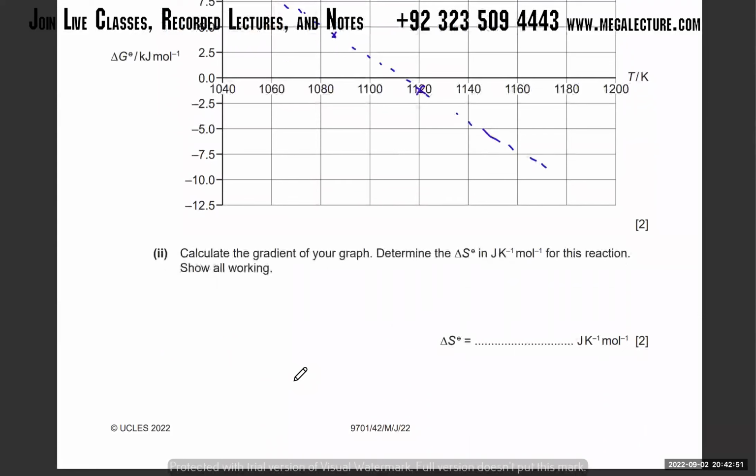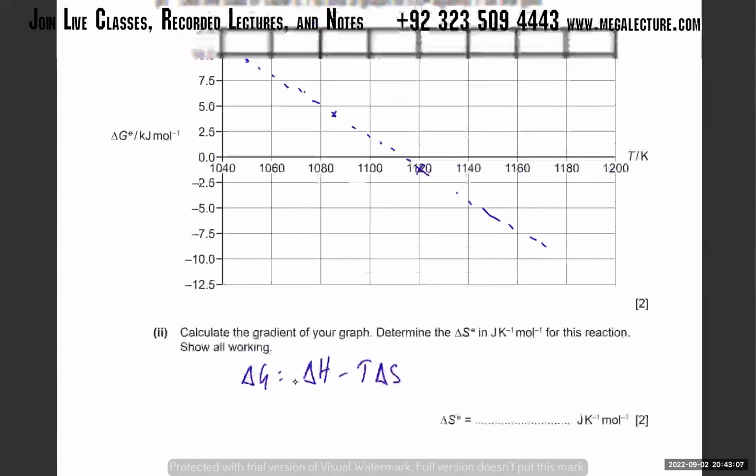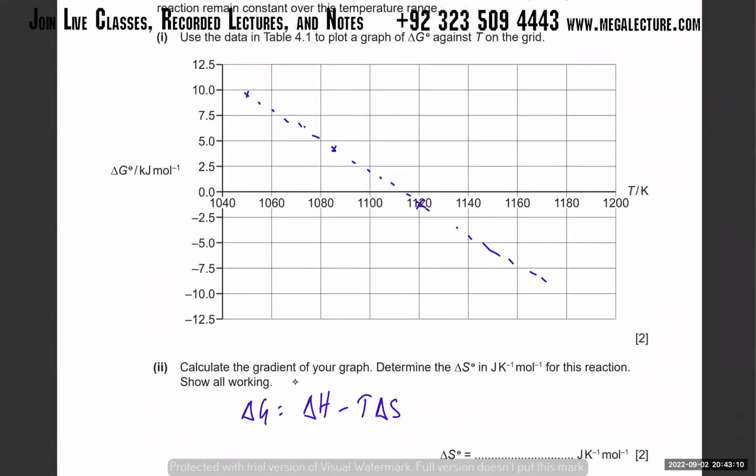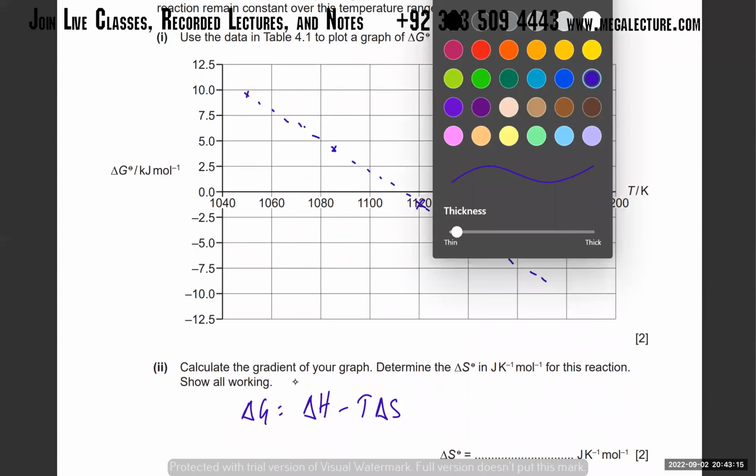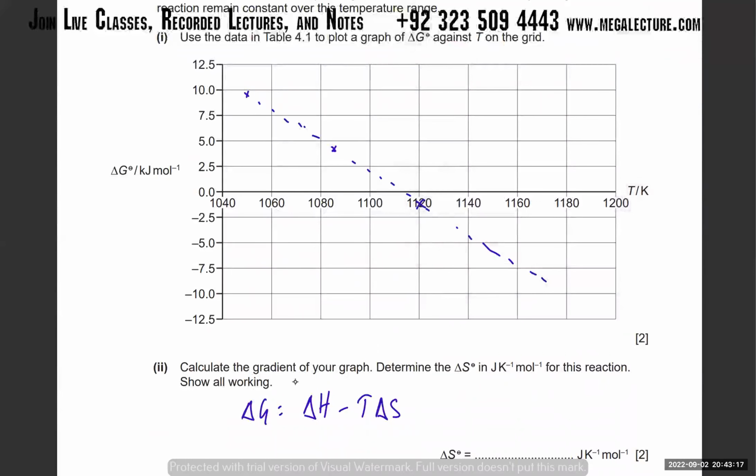Now, when does a reaction become feasible? Delta G is equal to what? It's equal to delta H minus T times delta S, right? So what are you plotting? You're plotting T versus delta G, right? Can you compare it with the equation of a straight line? Delta G is your y-axis, and T is your x-axis, right?